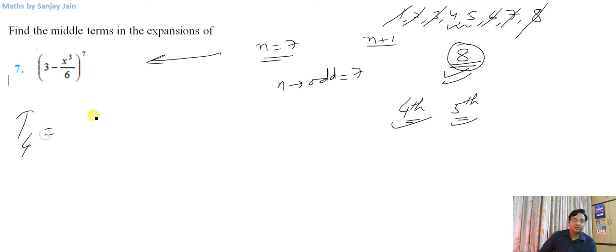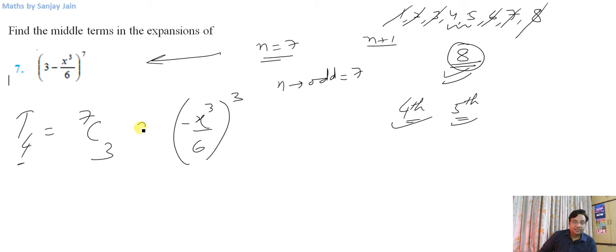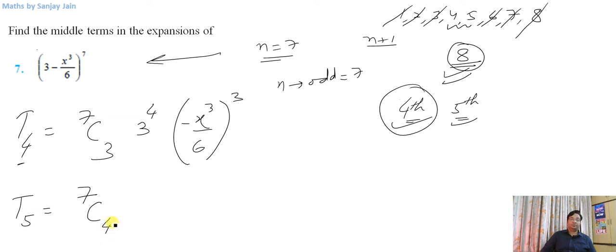T4 will be found with r as 3, right? You need to keep that in mind. So 7C3, minus x cube by 6 will be raised to 3, and 3 will be raised to 7 minus 3, that is 4. So this will be the middle term, that is the 4th term, right? What about the 5th term? T5. So r is 4 in this case. So 7C4, minus x cubed by 6 raised to power 4 and 3 raised to power 3. This will be the 5th term, right?